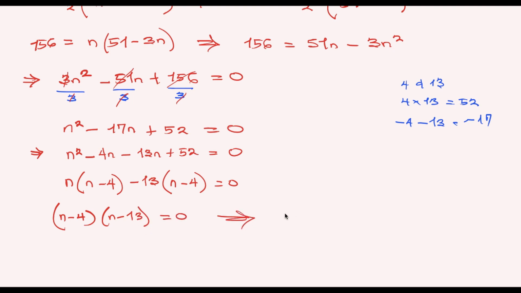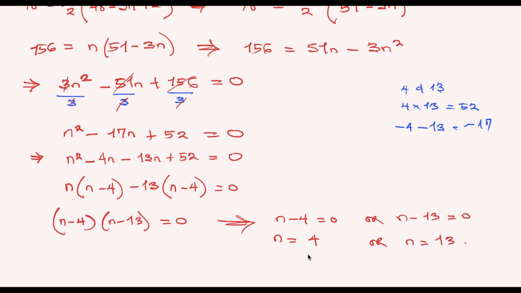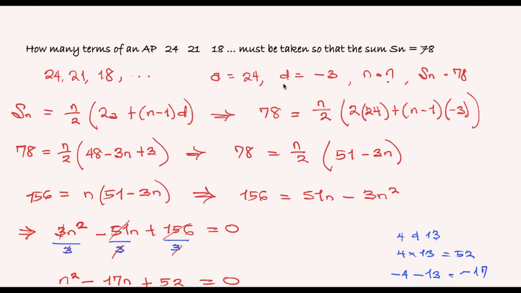So from here, we know that anything multiplied by 0 is equal to 0. So either n minus 4 is equal to 0 or n minus 13 is equal to 0. And here we can tell that n is equal to 4 or n is equal to 13. So in other words, we must have 4 terms of this progression for us to have 78 as the sum, or we will have 13 terms.